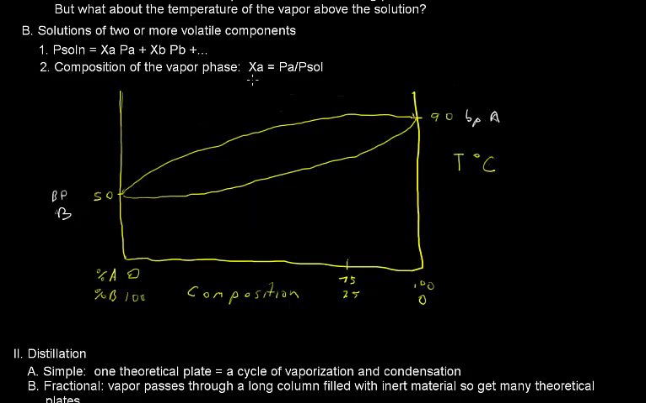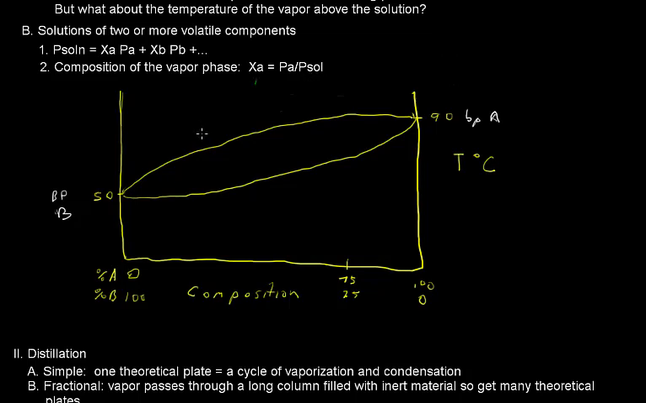Again, we can calculate the composition of the vapor above a liquid at any point by just rearranging Raoult's Law in terms of the mole fraction. So the mole fraction of A is equal to the vapor pressure of volatile component A over the vapor pressure of the solution. The vapor pressure of the solution is going to be atmospheric pressure unless you're doing a vacuum distillation, which is done when you lower the pressure above the solution with a vacuum source.